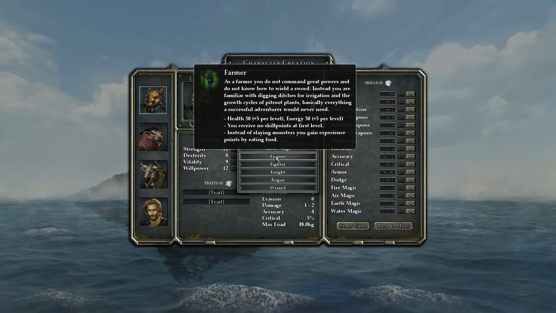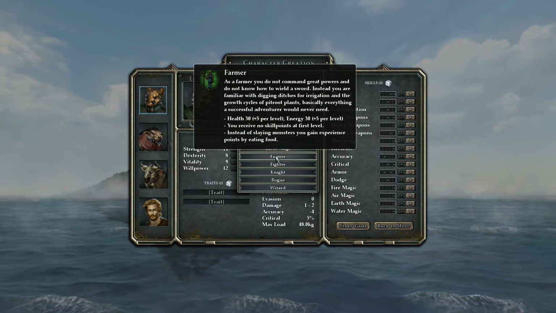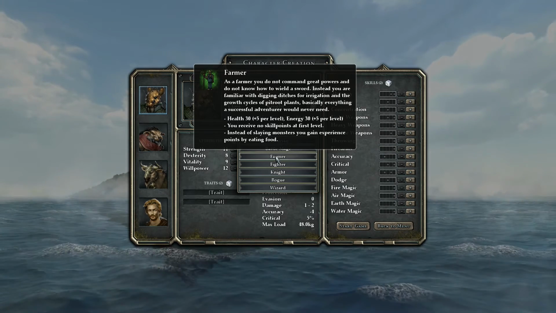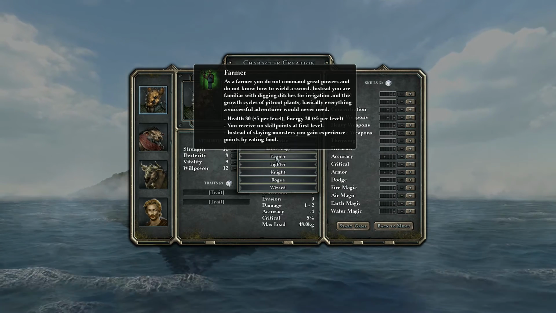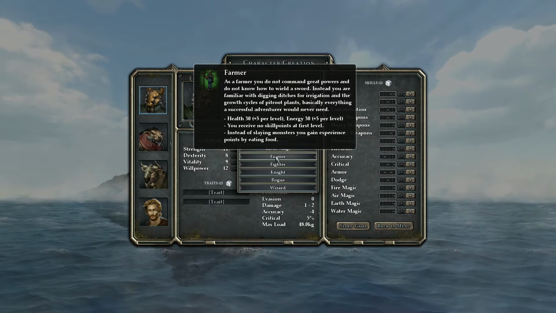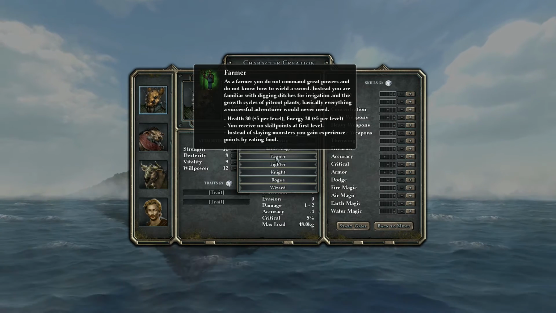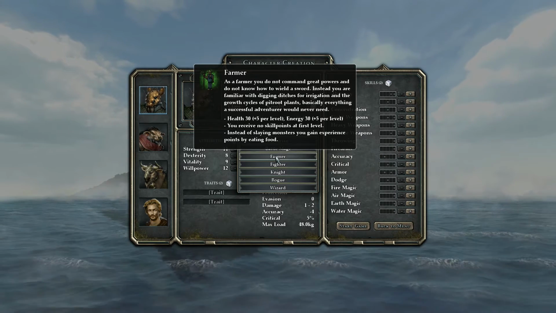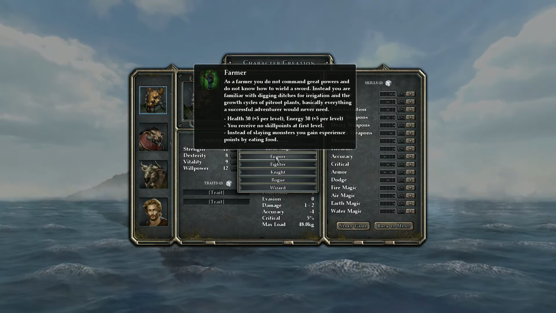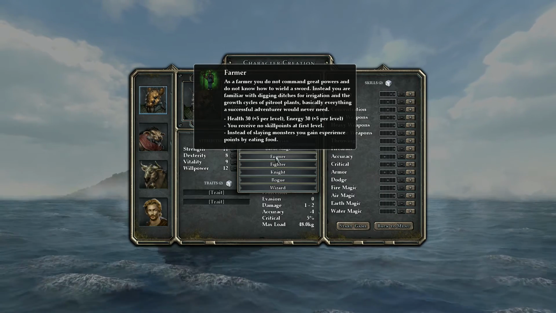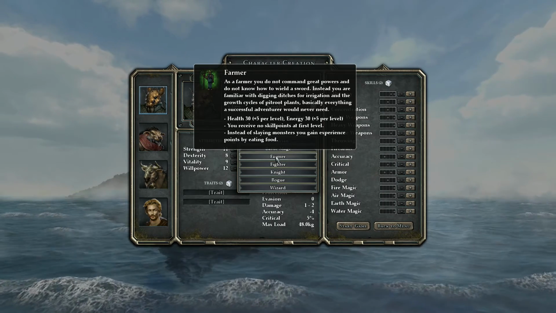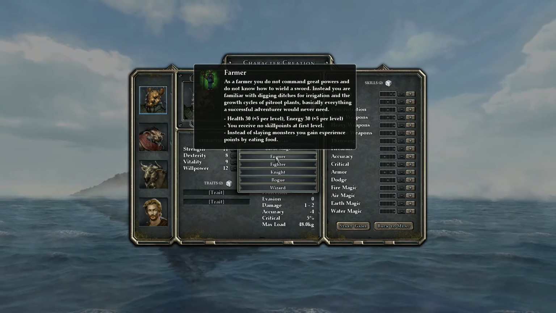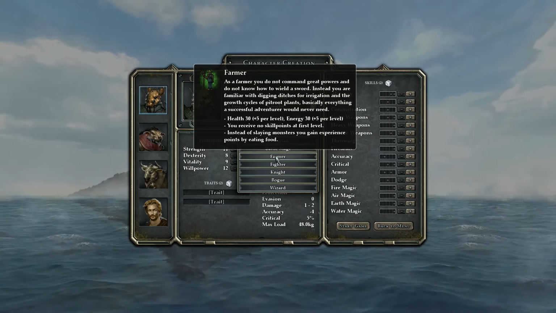Farmer. As a farmer, you do not command great powers, and do not know how to wield a sword. Instead, you are familiar with digging ditches for irrigation, and the growth cycles of pit root plants. Basically, everything a successful adventurer would never need. Health 30, plus 5 per level. Energy 30, plus 5 per level. You receive no skill points at first level. Instead of slaying monsters, you gain experience points by eating food.